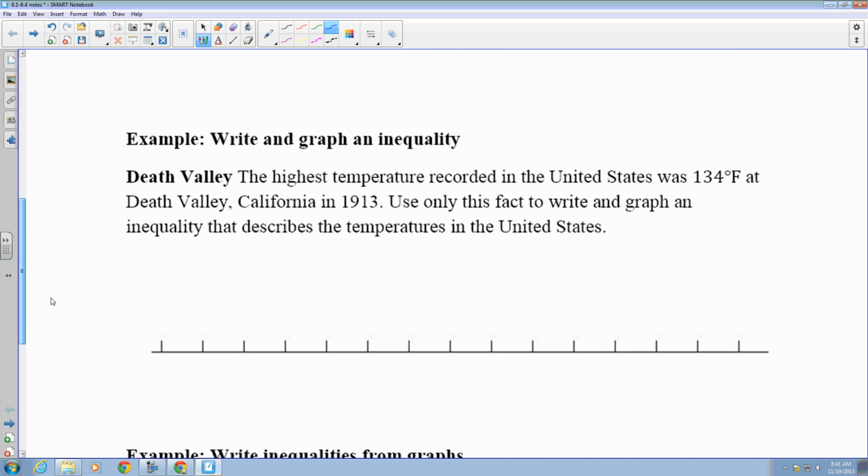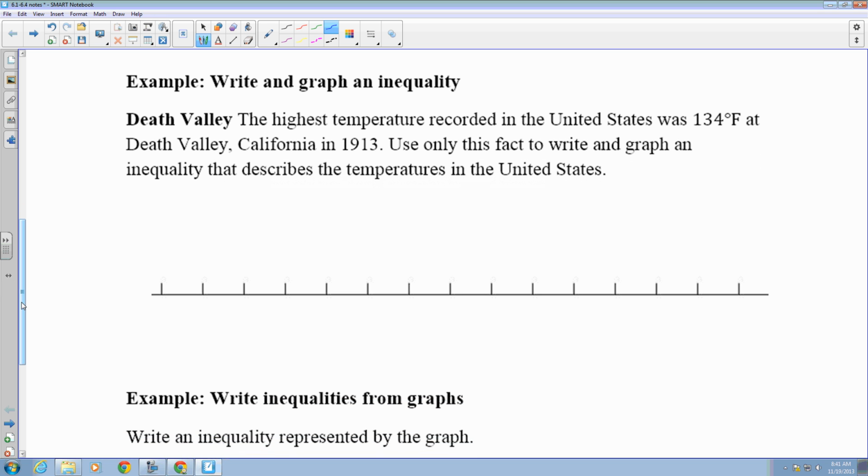The highest temperature recorded in the United States was 134 degrees in Death Valley in 1913. Use only this fact to write and graph an inequality that describes the temperatures. So we have that our temperatures have always been less than or equal to 134 since that was the biggest temperature. So now I'm going to need to figure out what labels to use on our graph here.